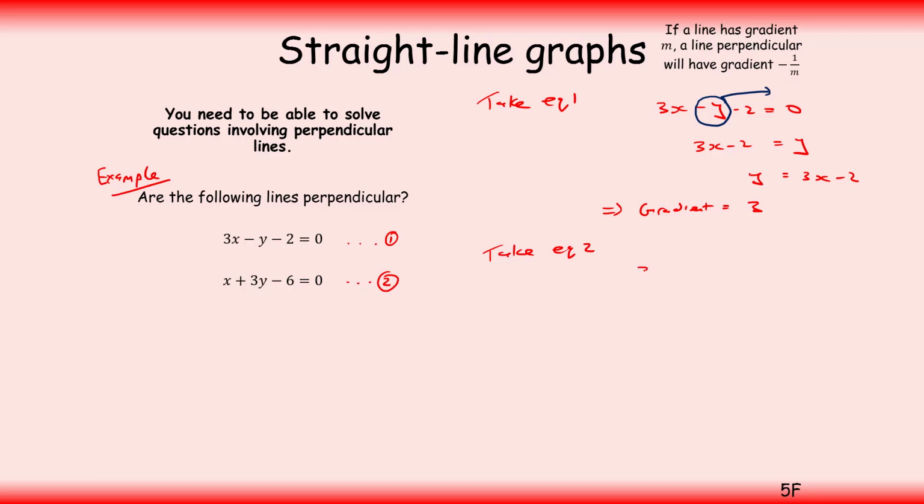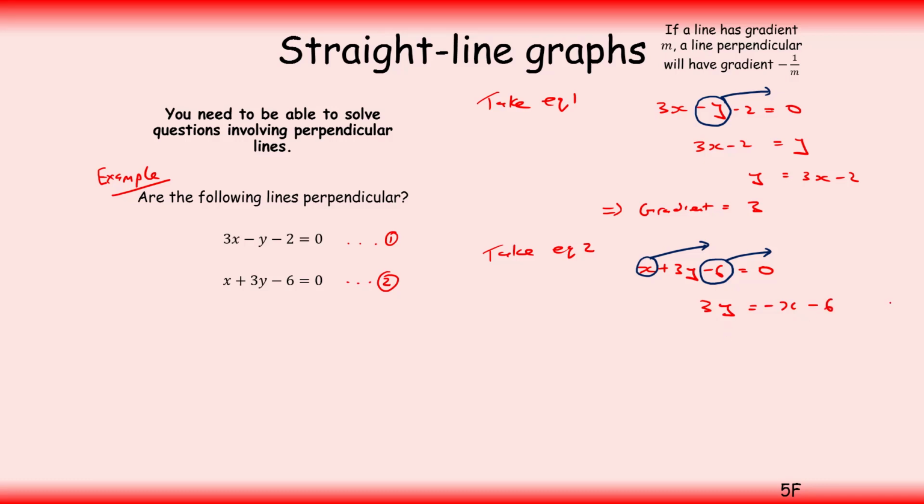We've got x plus 3y minus 6 is equal to 0. This time I'm going to keep my y on the left hand side. I'm going to take my x and float it over the other side of the equal sign. Same thing with my minus 6, which will become plus 6 on the other side. So that means 3y is equal to minus x plus 6.